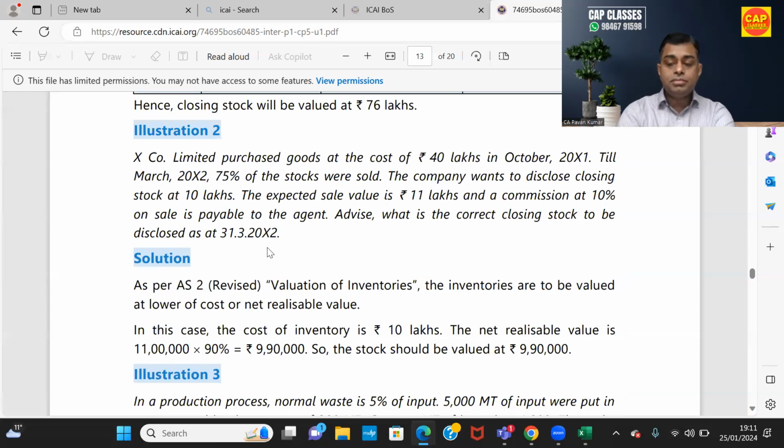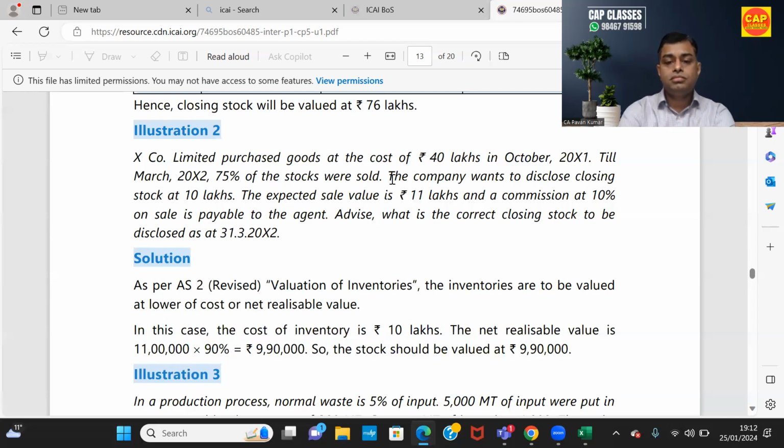Now, can you read question number 2, please? X Company Limited purchased goods at the cost of rupees 40 lakhs in October 2021. Till March 2022, 75% of the stocks were sold. Wait. Out of 40 lakh rupees of goods you purchased, means you are a trader. So you bought finished goods, 40 lakhs. In that, 75% sold. That means remaining 25% is not sold. On 40 lakhs, 30 lakhs worth goods you sold, 10 lakhs worth goods you have not yet sold.